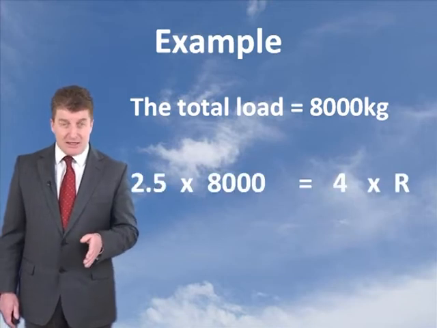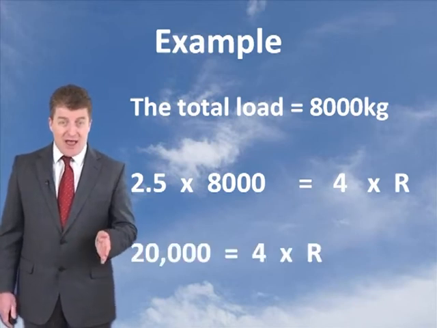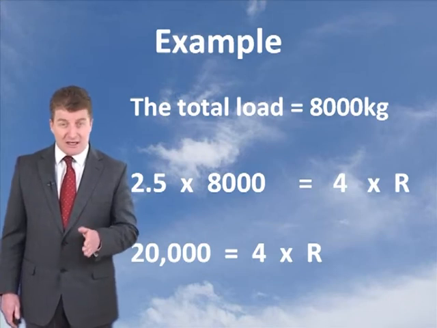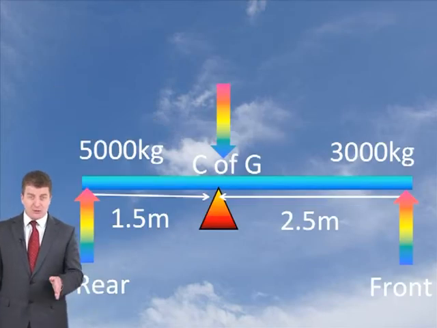Well, from the front axle, 2.5 times 8,000 equals 4 times R, the rear axle. Therefore, 20,000 equals 4 times R. Therefore, the load on the rear axle is 5,000 kilograms. And therefore, the load on the front axle must be 3,000 kilograms. So that's what we know now.